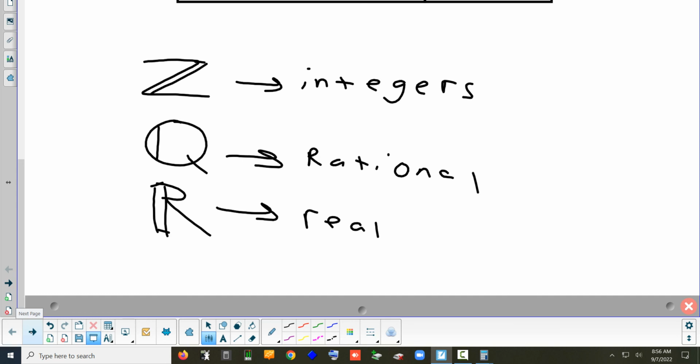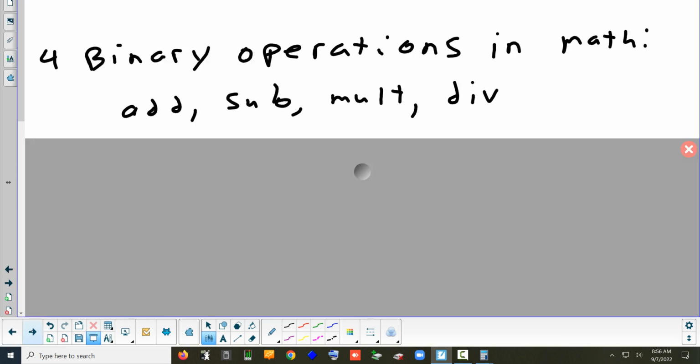So there are four binary operations in math. Binary means it's an operation that takes two things, and that's add, subtract, multiply, and divide. You can't add one number. If you want to do addition, you have to take a first number and a second number, and then you can add them. You need two. Doesn't everything in math take two numbers? No, the square root doesn't. If I asked you to take the square root of something, you just need one number. But for any of those four operations, you need two.